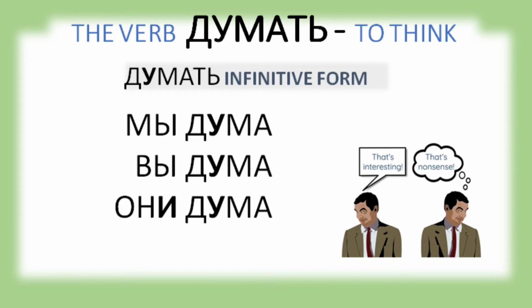The verb to think in its infinitive form is думать. To say we think or we are thinking is Мы думаем. You has two forms in Russian. Ты is used informally and when addressing one person, вы is used formally and when addressing more than one person. So to say you think or you are thinking is вы думаете. To say they think or they are thinking is Они думают.